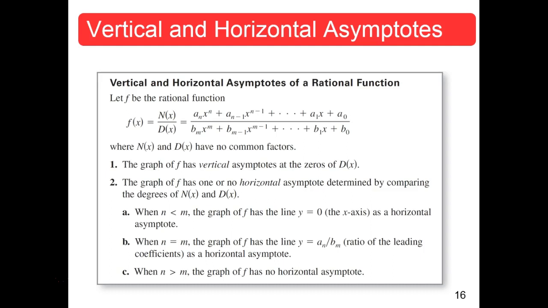If the degree of the numerator is greater than the degree of the denominator, there are no horizontal asymptotes. And that's what they say here: when n is greater than m, the graph has no horizontal asymptote. You see that if you do the ratio. The ratio would be whatever a sub n over b sub m is. Who cares what that is? If you have left the x up here with no x down here, and x is very large, positive or negative, there's no horizontal asymptote at all.